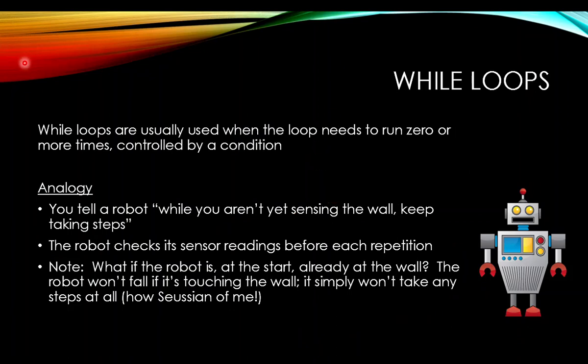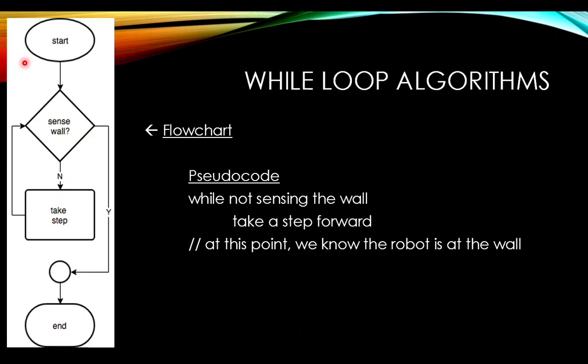Let's take a look at what the algorithms look like in flowchart and pseudocode. So here's an example of that with our robot. You've got the start and end. You ask the robot, hey, do you sense the wall yet? The robot checks to see whether he is sensing the wall. If the answer is yes, he's done, and you go to the end.